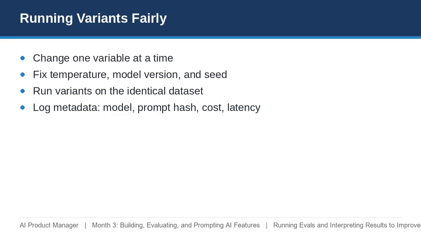For fair comparisons, change one thing at a time or run a clean A/B with everything else fixed. Pin the temperature, model version, and seed for reproducibility. Run every variant on the exact same examples. And log metadata like the model, a prompt hash, cost, and latency so results are traceable and reproducible.